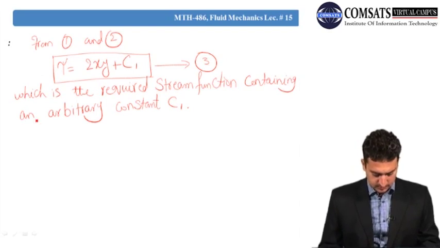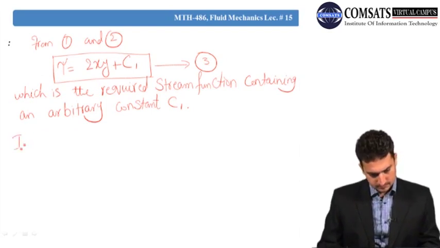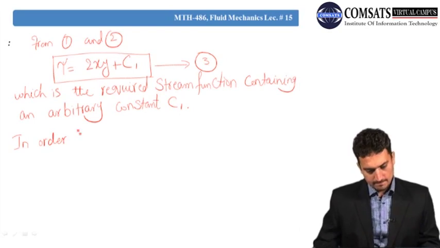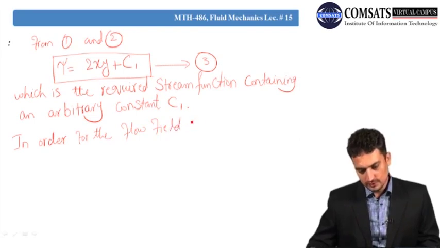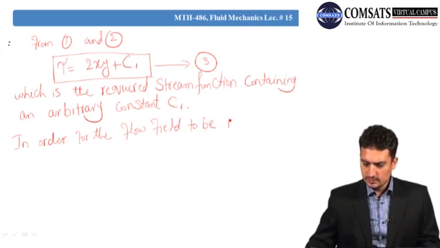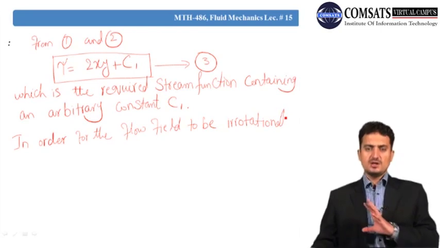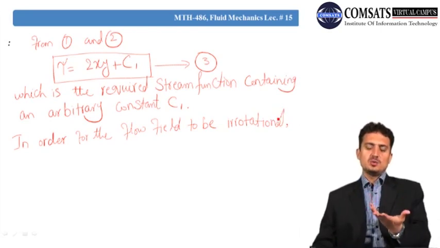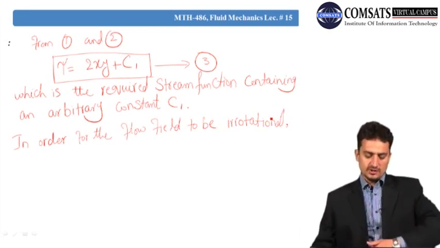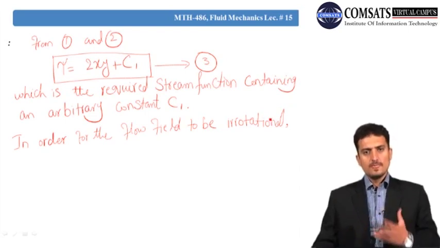Now in order for the flow field to be irrotational या rotational होने की क्या condition है जी? At this point of time I would ask you, what is the condition जिसको अगर हम prove कर दें तो flow will be rotational और irrotational? What will be that?